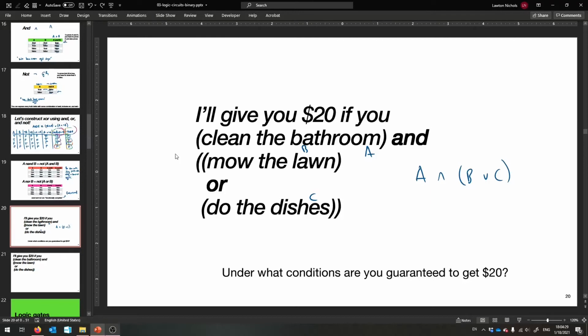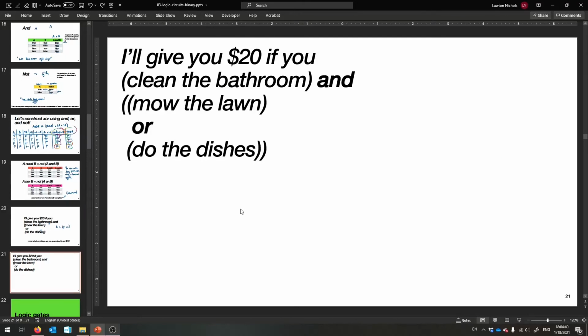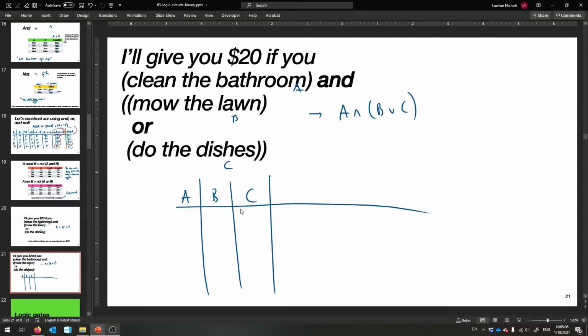And we want to figure out under what conditions we are required to get $20 from mom. Is she not lying to us? All we have to do is make a truth table. Again, clean the bathroom is A, mow the lawn is B, and do the dishes is C. We're really doing A and (B or C), and we'll make a longer truth table now, because we have three things, and they can all range between true and false. So you have to try all those possibilities. Let me write them out for you. Feel free to fast forward. That's one of the beauties of this semester. You can just fast forward when I'm doing slow stuff.